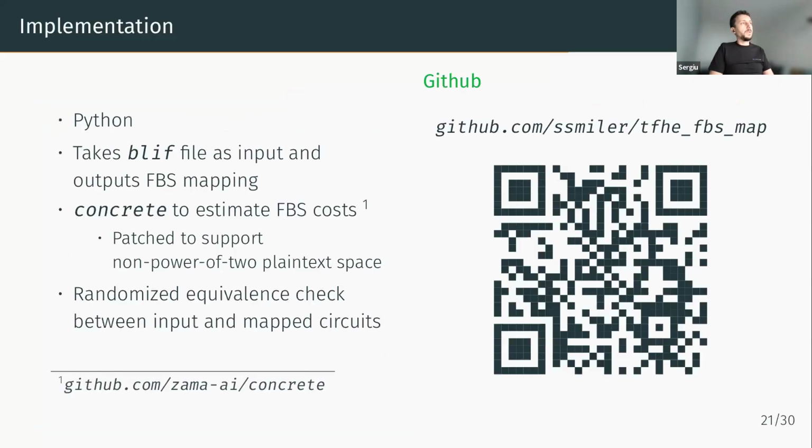Some details about the implementation. The implementation is available on GitHub. You can either copy the link or scan the QR code. It takes a BLIF file as input and it outputs an FBS mapping. It uses the Concrete compiler to estimate the functional bootstrapping costs. It is patched to support non-power-of-2 plain text spaces. And we also do a randomized equivalence check between input and mapped circuits to be sure that the mapped circuit has the same functionality as the input circuit.